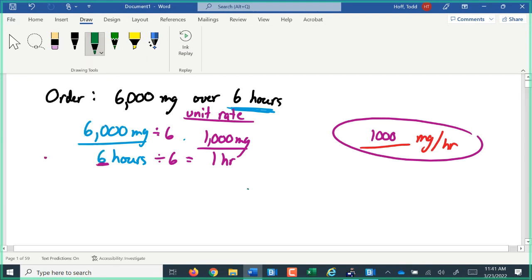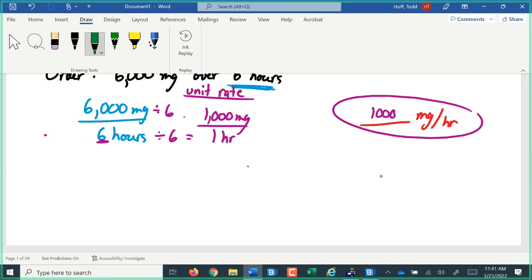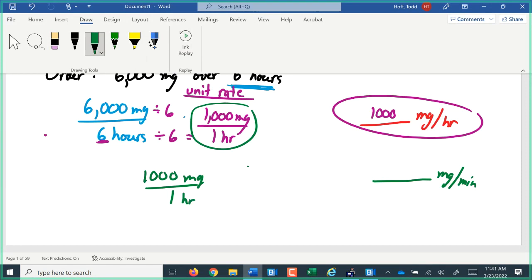But it's very difficult to calculate or set up an IV setup as a certain amount per hour. Most of the infusers and most of the equipment is set up so that you can monitor it by the minute. So it would be very handy if we could convert this to milligrams per minute. And of course, continuing from this calculation here, 1,000 milligrams over 1 hour, it's pretty simple to convert that into milligrams per minute by just converting the hours into minutes. The hours are on bottom here, so I'm going to put it on top here.